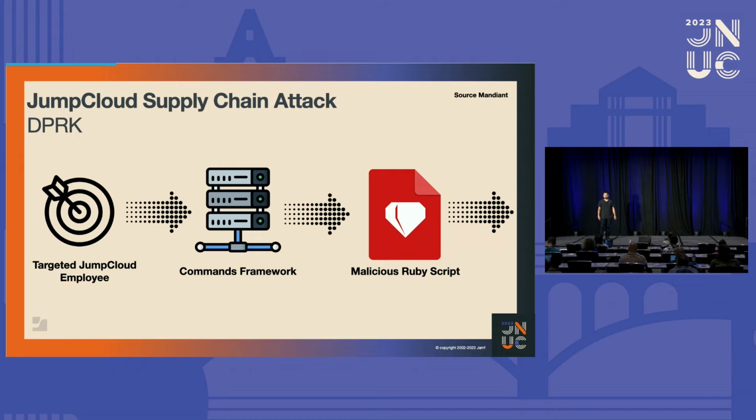Next, we also have the JumpCloud supply chain attack. JumpCloud is an identity provider. And in this case, a JumpCloud employee was targeted in a spear phishing email, and their environment was compromised where malicious code was injected into their commands framework. In at least one case, this was a lightweight Ruby script, which would execute via the JumpCloud agent. And this would actually establish persistence and deploy various other backdoors onto the system.